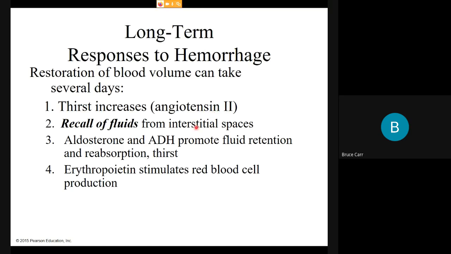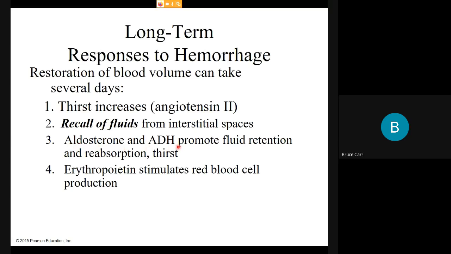Also, the balance of fluids between the living cells and their interstitial spaces, and the flowing blood, the plasma in the vessel system, will change. Osmosis will bring blood out of the interstitial spaces and back into the circulating blood, so that the circulating blood pressure is supported.